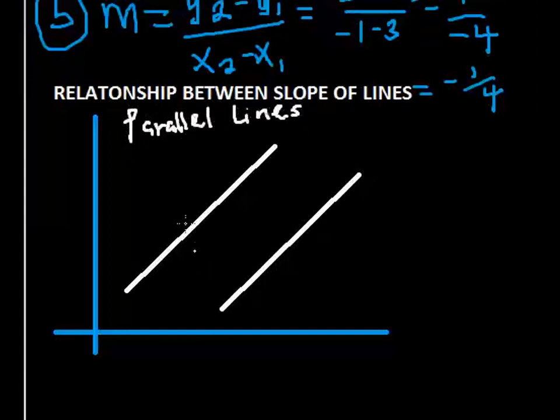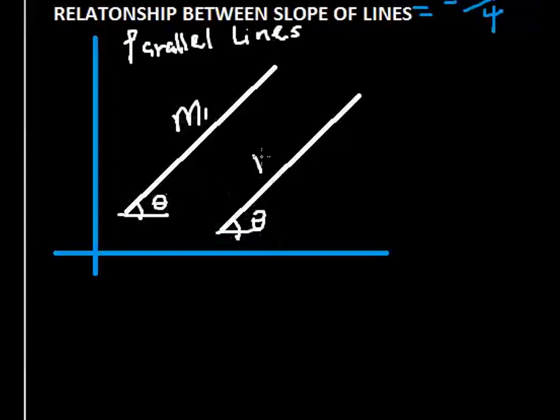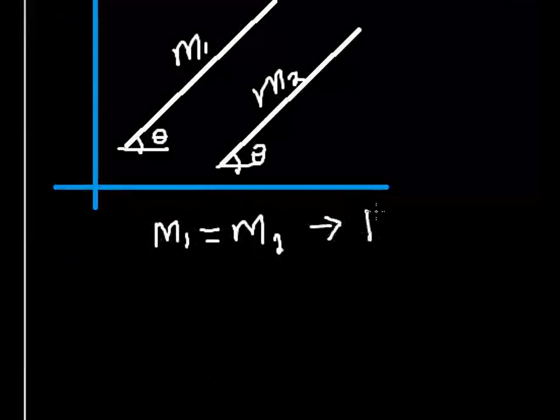Now, of course, you know that parallel lines have the same inclination. Their inclination is the same. So if this is theta, this will also be theta if they are parallel. So if the slope of this one is m1 and the slope of this is m2, then in a coordinate system, when lines are parallel, they have equal slope. That means m1 is equal to m2. So please take note, this is for parallel lines.